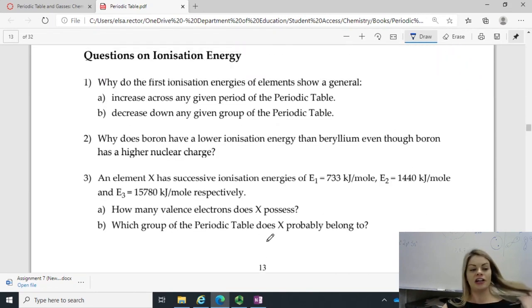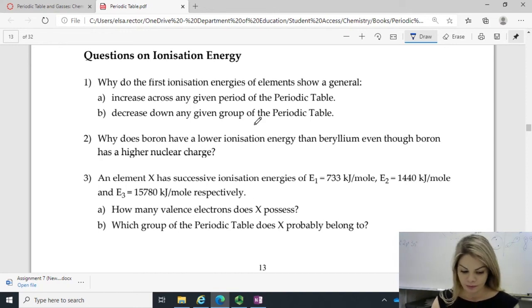Questions on ionization energy. So I've taught you all of ionization energy, all there is to know. Let's do the questions now, which may answer more of our questions. Let's go.